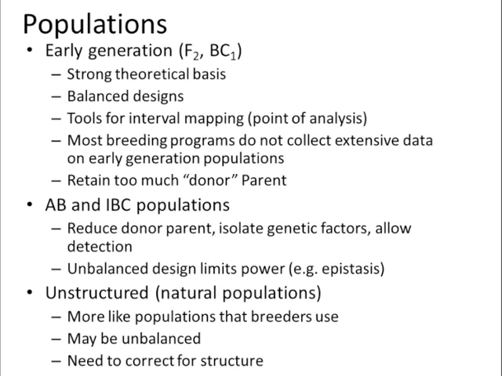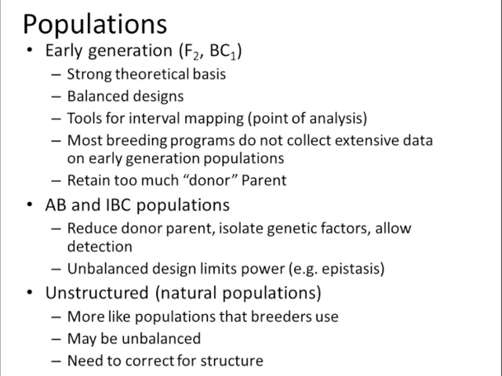Some of the populations that have been standard have the advantage of having a strong theoretical basis. In other words, there is off-the-shelf software that can handle the population structures inherited in them. They have balanced designs, so you don't have skewed numbers in the different marker classes. There are tools for interval mapping, so really what interval mapping brings to the table is it changes the point of analysis from a single marker to a pair of markers and then incorporates recombination distance.